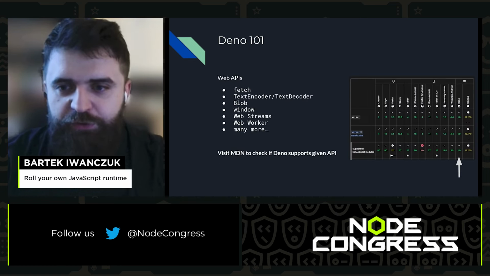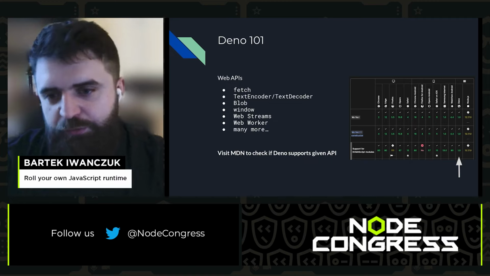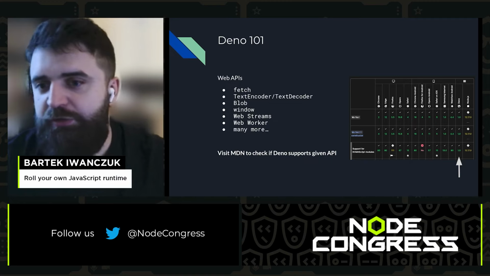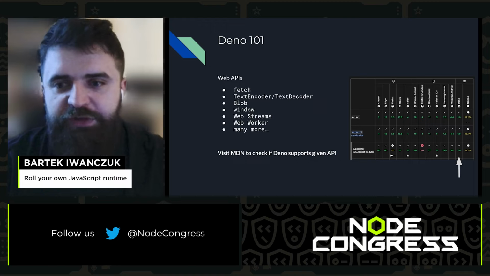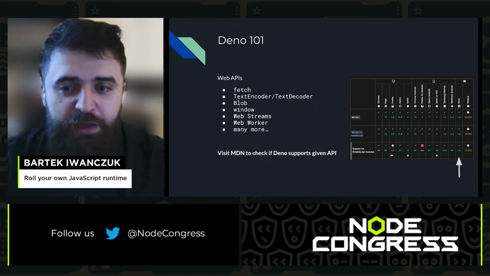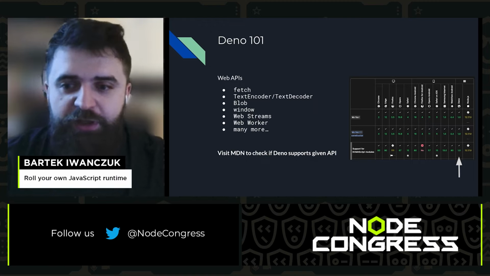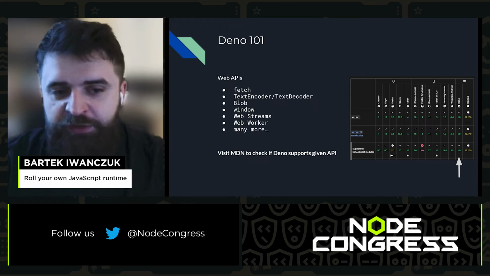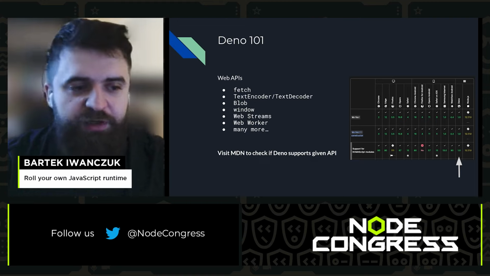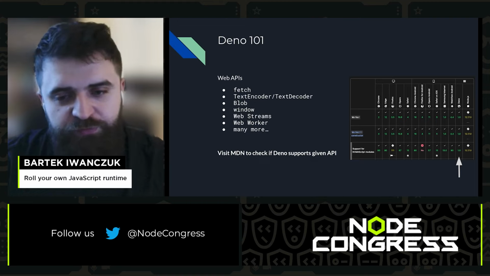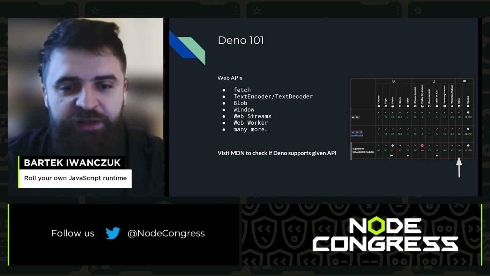Deno is also very heavily invested in web APIs. We've got a lot of them, most notably Fetch, TextEncoder and TextDecoder, Blob. We got support for the WebStreams API as well as the Web Worker API. There are many, many more of these APIs, and I strongly suggest you visit the MDN page for the API you're interested in and see if Deno supports it.